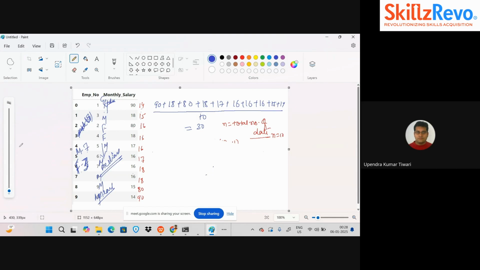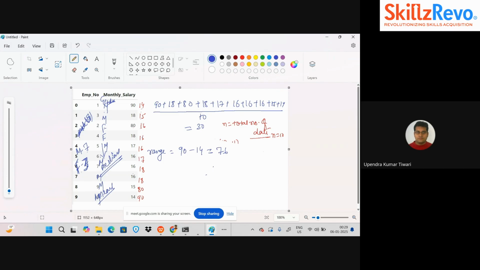So the first thing in the measure of spread is the range. How is the range defined? For whichever column you want the range, it is found through maximum minus minimum. In this data, what is the maximum value? 90. And the minimum value? 14. So what is the range here? 76.